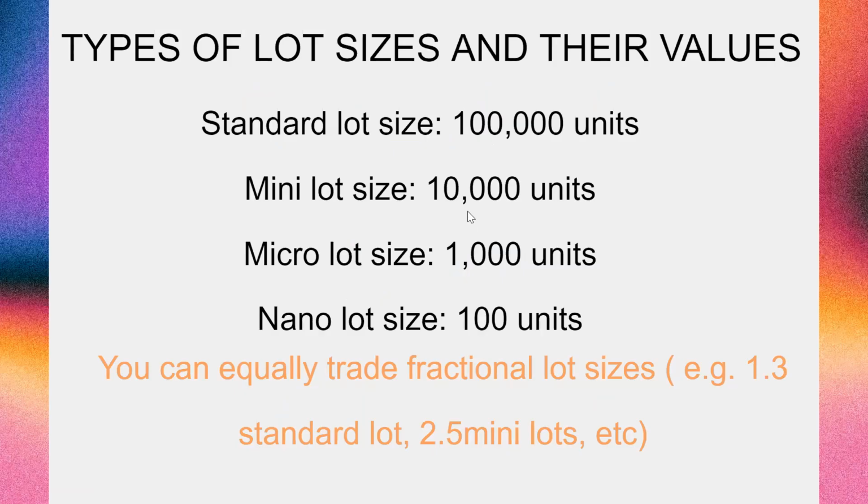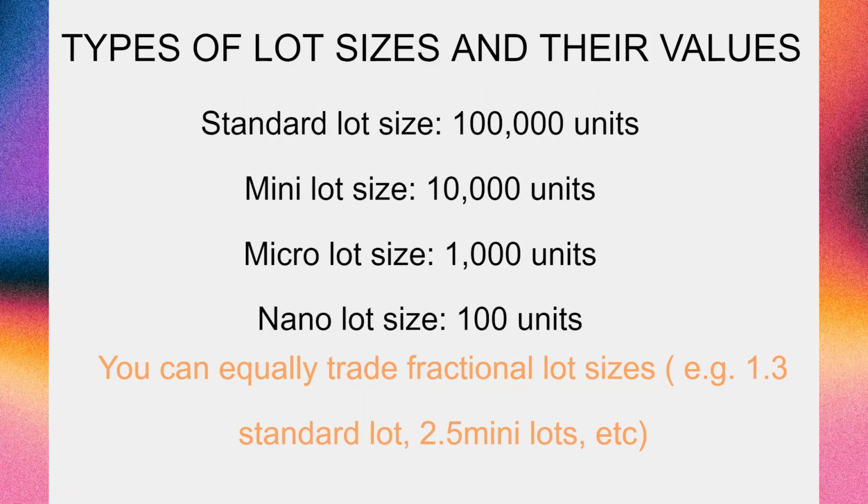So there are different types of lot sizes in the forex market. We have the standard lot size, the mini lot size, the micro lot, and then the nano lot size. A standard lot simply means 100,000 units of the currency pair you're trading. For instance, you're trading Euro GBP, and the lot size you're using is one standard lot. What it simply means is that you're buying 100,000 units of that currency pair.